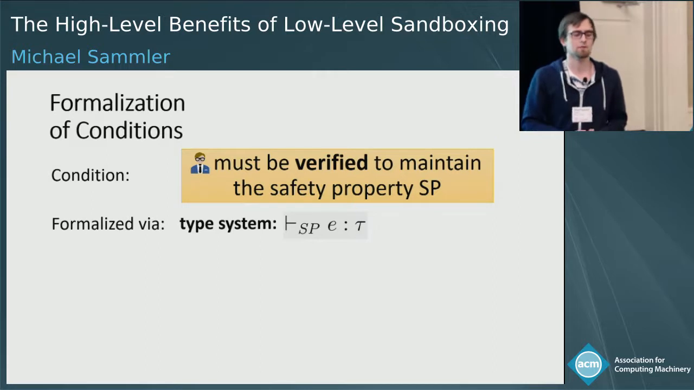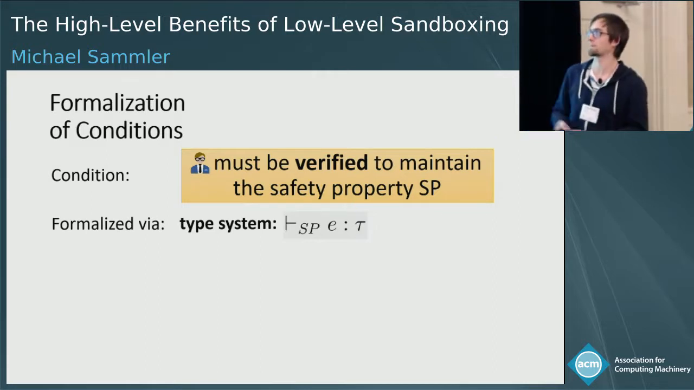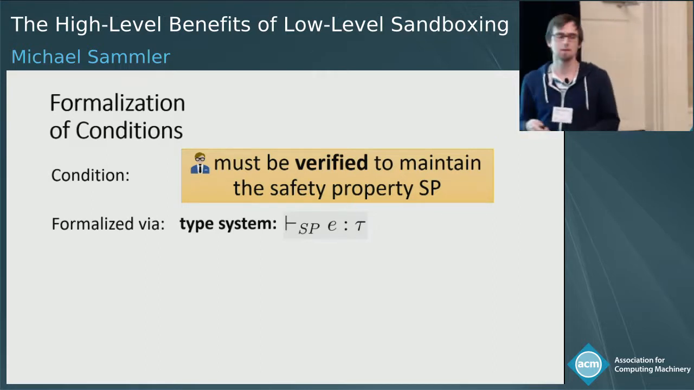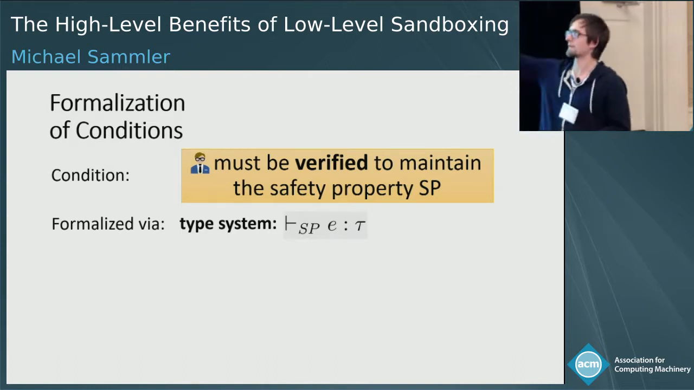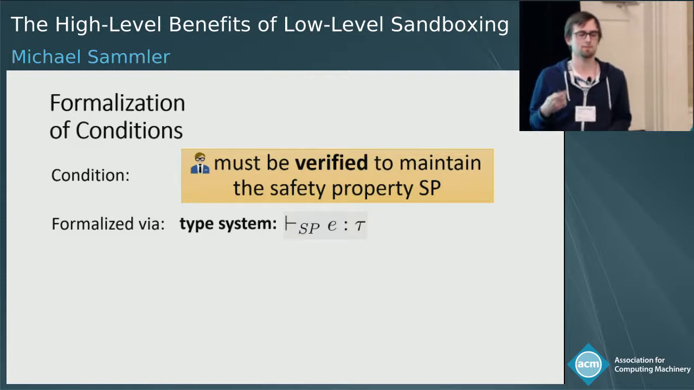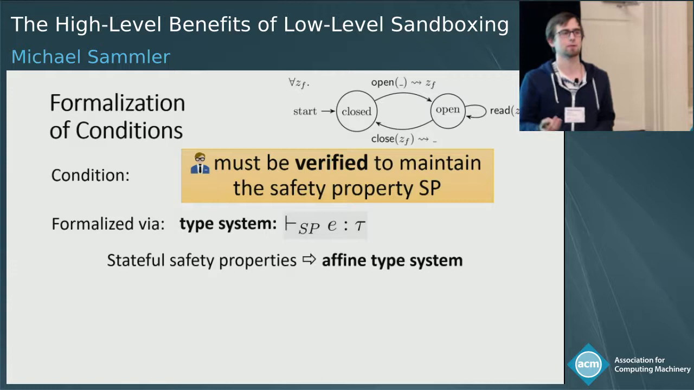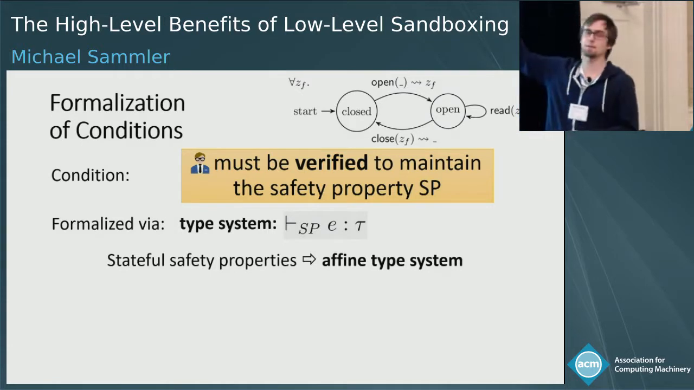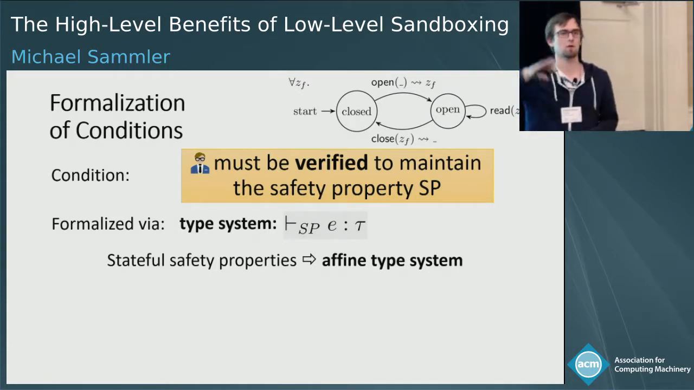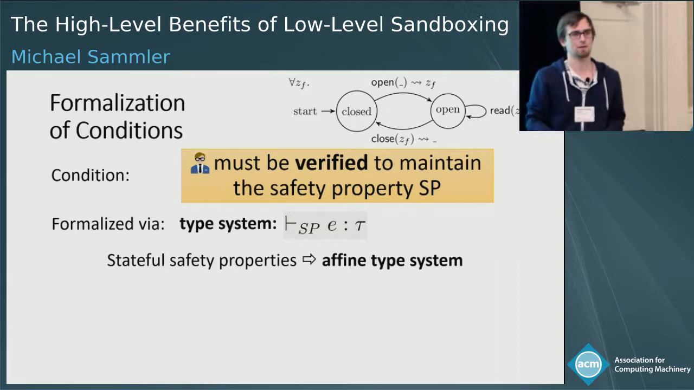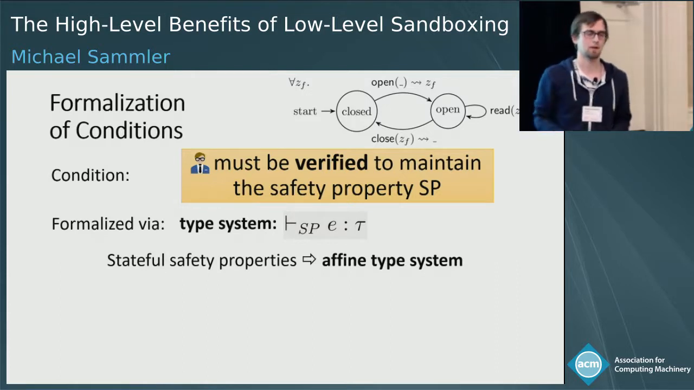And to do this, we use a type system which is parameterized by the safety property. And this type system enforces that during the execution of E, SP is maintained. So to be a bit more concrete, we care about safety properties which are stateful, right? So in this file example, a file can either be open or closed. So we use an affine type system to verify this stateful safety property.